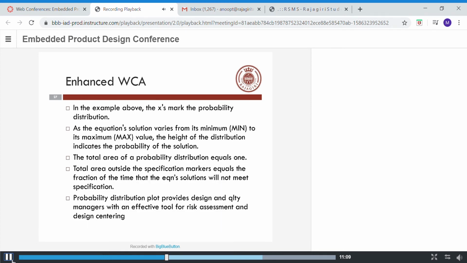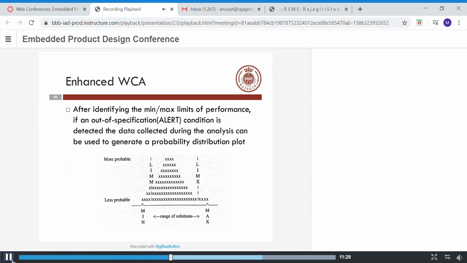Again, in the example above, the markers show the probability distribution as the equation solution varies from minimum to maximum value. Height of the distribution indicates the probability of the solution. Total area of probability distribution equals 1. Total area outside the specification markers, that means the total area which comes outside the specification markers. These are your limits, maximum. But the area that comes outside your specification markers.